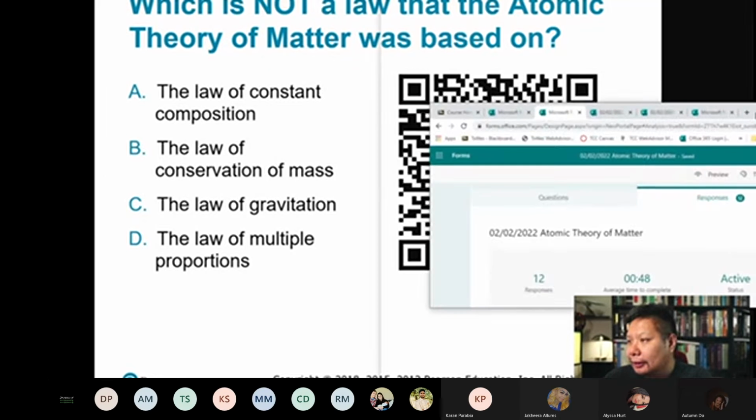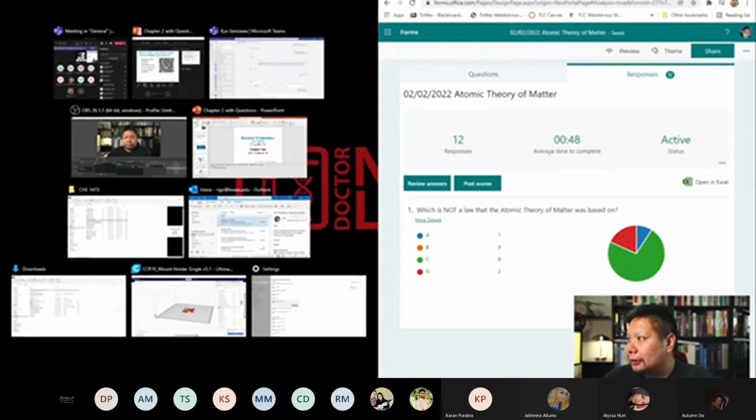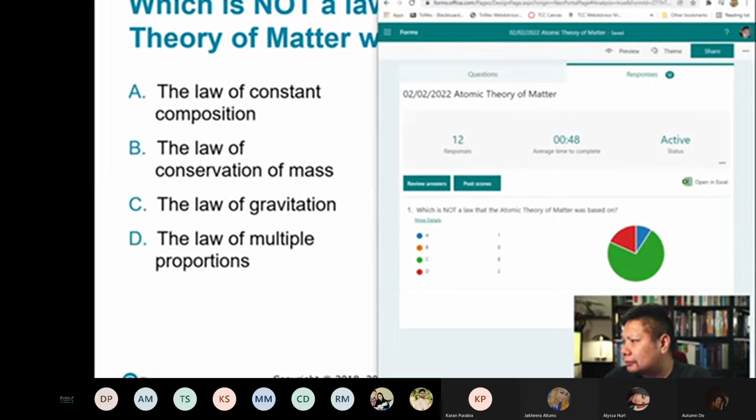Okay. So, oopsies, didn't mean to do that. There we go. What was the question here? Which is not a law that the atomic theory was based on? Most of you, 8 of you, said C, and C is the law of gravitation. That is absolutely true. Good job there. The law of gravitation has nothing to do with the law of matter. The law of gravitation was one of Newton's laws, and yeah, Newton is definitely not Dalton. Okay, so good job there.